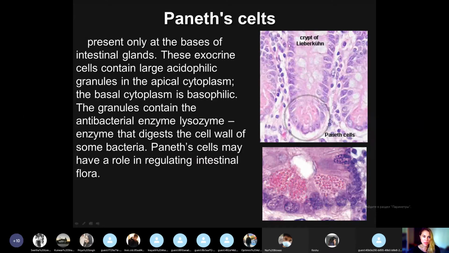Paneth cells. The Paneth cells, one more time, are found just in the base of the crypts. So over here we can see an invagination of the small intestine, which we call the crypt of Lieberkühn, and over here we can see the Paneth cells. The Paneth cells we can distinguish by their polarity.